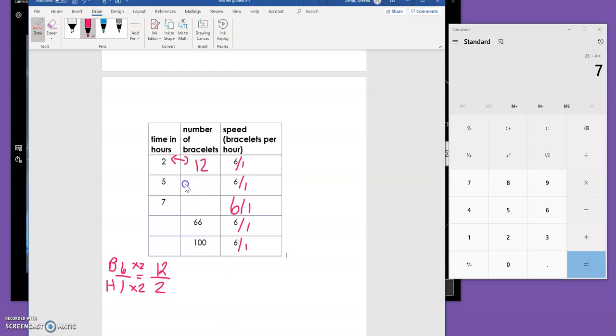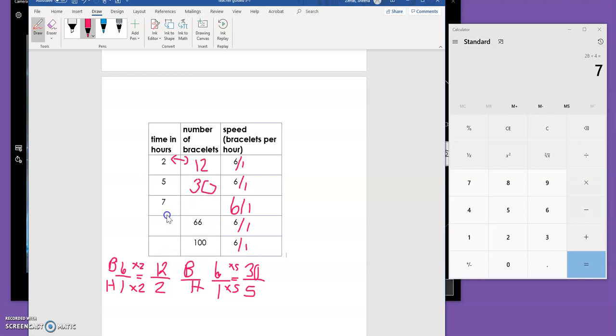Okay, I'm going to repeat that process again to find how many bracelets we can make in 5 hours. Again, it's helpful to include a label. So we have bracelets over hours. Our unit rate is still the same, so 6 bracelets in 1 hour. How many am I making in 5? Again, 1 times 5 would be 5, so 6 times 5 will be 30.